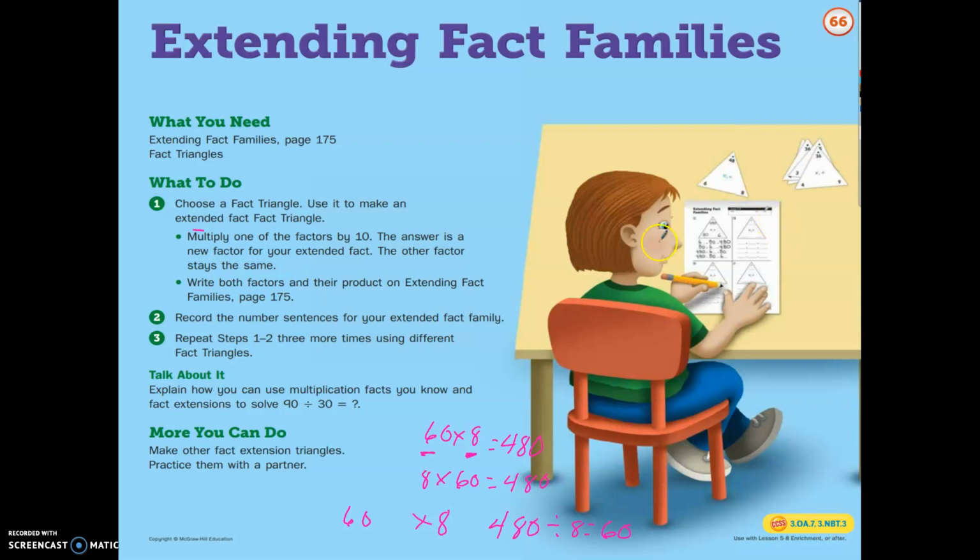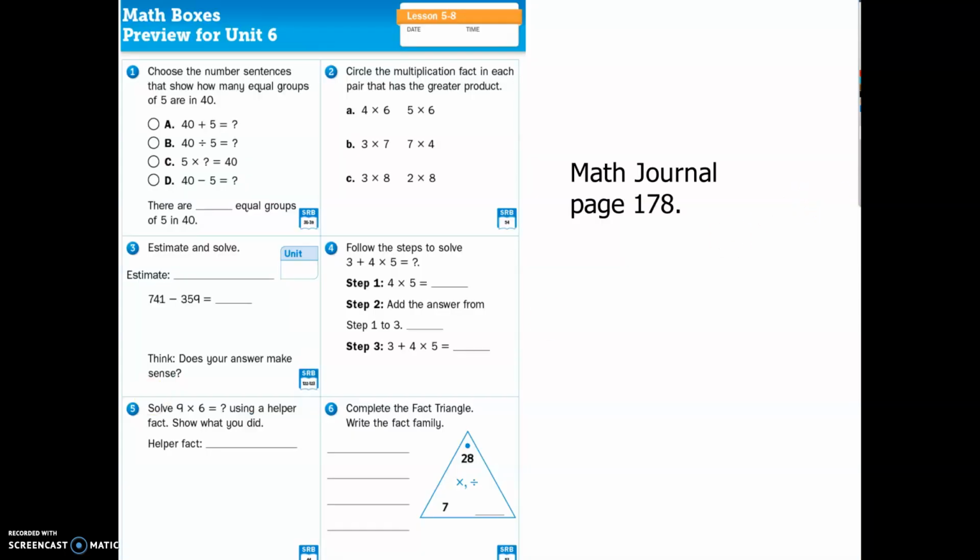I have sent home a copy of that paper that you can do it on. You don't have to do it on a piece of paper. You could do it on whiteboards. And you can also take a regular fact triangle and just write down all the fact families on your whiteboards too for practice. And you will have to work on this page that I skipped, page 178, in your math journal.